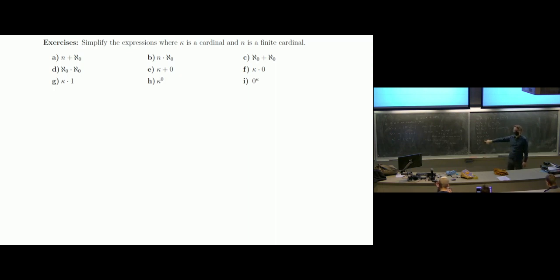Kappa times 1? Better be kappa. How do we interpret it on the level of sets? Take a set of size kappa, take a set of size 1. There's lots of choices. And then ask how many pairs are there in the product. So you have kappa in your first set, you have 1 thing in your second set, and so you've got kappa many pairs. There's an obvious bijection. This is where we get slightly, exponentiation is always slightly messier. Okay, so kappa to the 0.